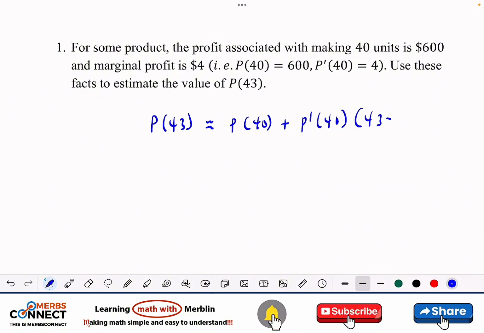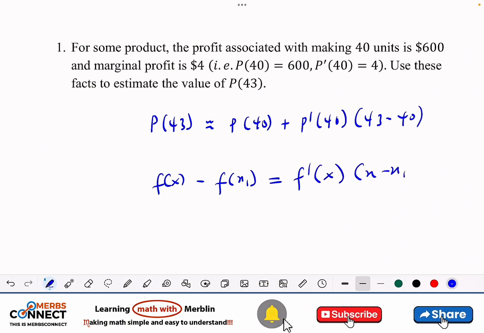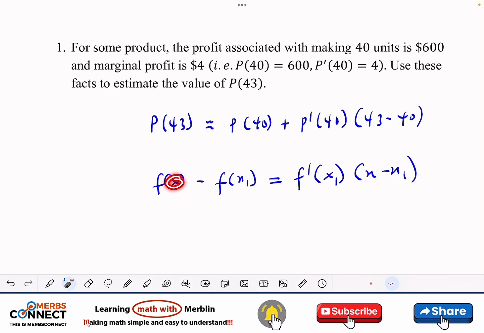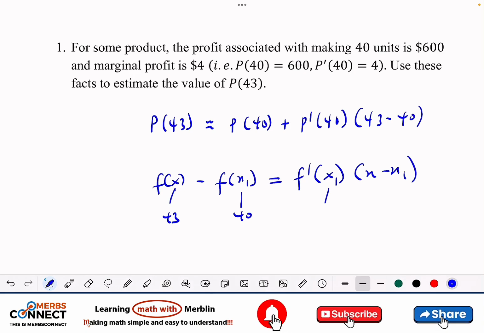minus 40. So this one is like we are finding the equation of the tangent line where we have f of x minus f of x1, which is equal to the slope, which is f prime of x, and then x minus x1. So kind of we are trying to do something like this. So here x is equal to 43, right? And then x1 is 40. So here will be 40, and here will be 43, and here will be 40. So that's what we just did here.